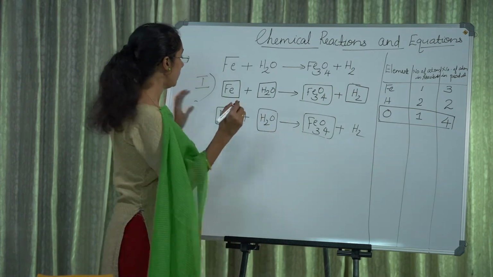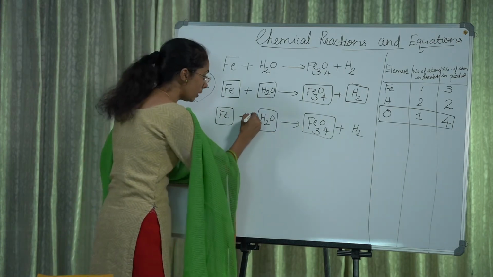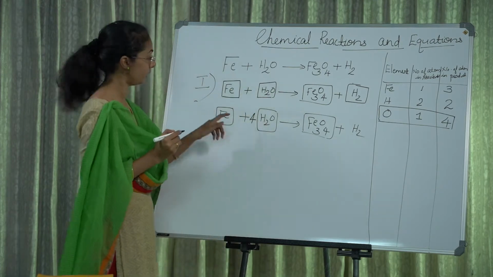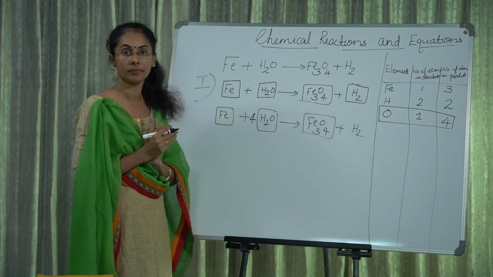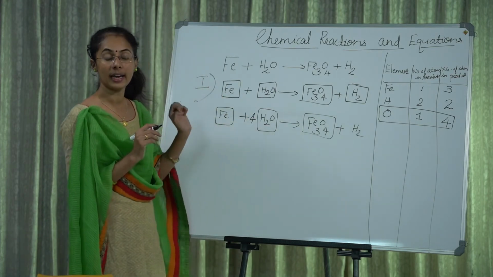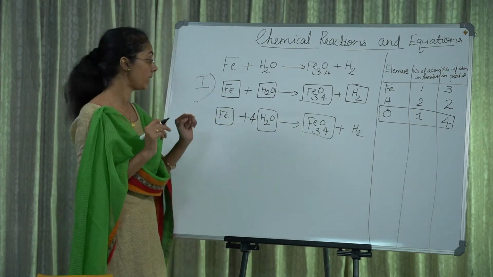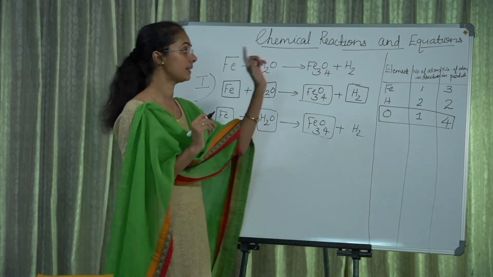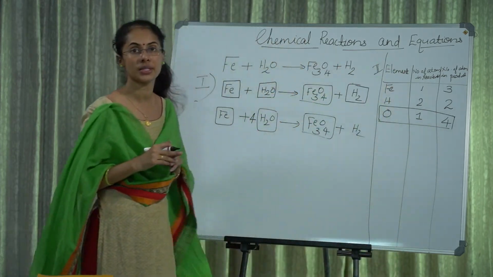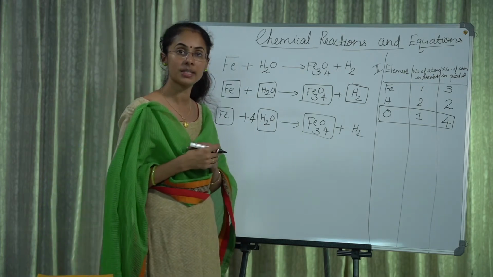4 is greater than 1, no? So here we write 4. Then 4 oxygen atoms. Okay. First you write the equation, then draw boxes for each formula, and second step, write the element, number of atoms in reactants and number of atoms in product.